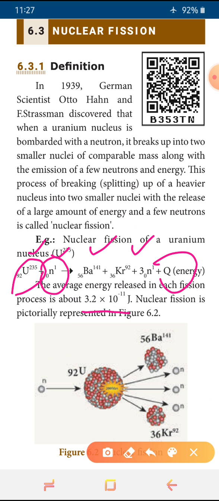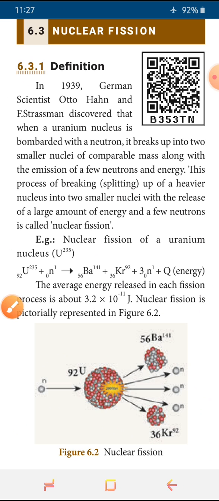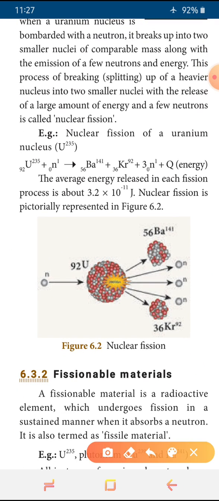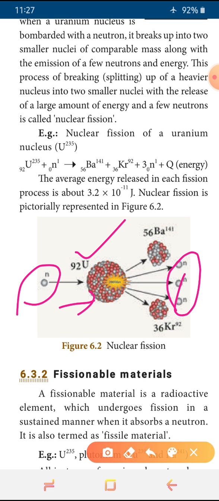Nuclear fission is explained very clearly in this picture, figure 2.6.2. See the nucleus of uranium. This is a neutron, and it is bombarded with the uranium. Now a few neutrons are emitted along with the two daughter nuclei: one is barium, the next one is krypton. From this we can understand how the nuclear fission process happens.